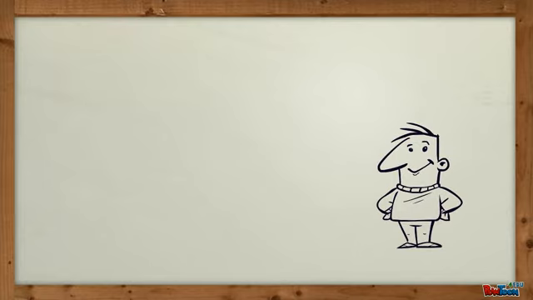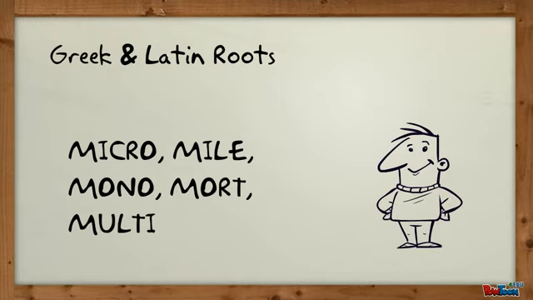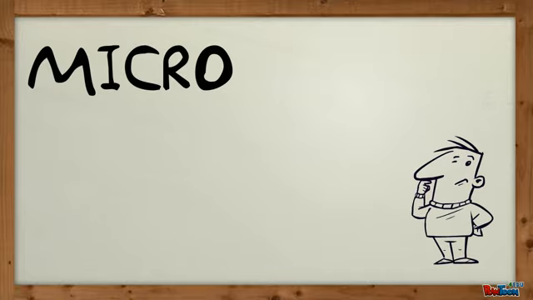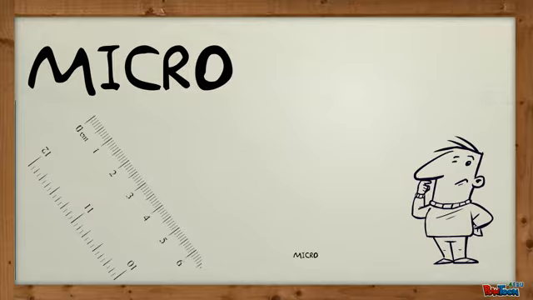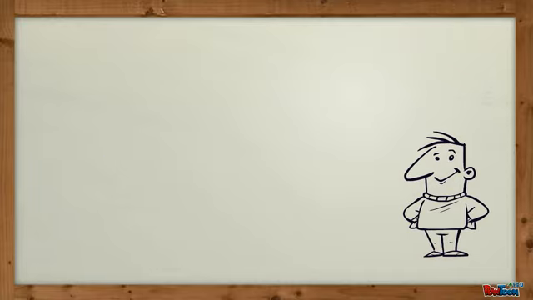Today we're going to talk some more about Greek and Latin roots, specifically micro, mile, mono, mort, and multi, and all the words that go with that. Let's start with micro. It comes from the Greek meaning small, but it can also mean 1/1,000,000th. But even though there are two different meanings, they are pretty related. After all, if something is 1/1,000,000th of something else, that's pretty small, right? It's just that micro doesn't always refer to specific measurements.